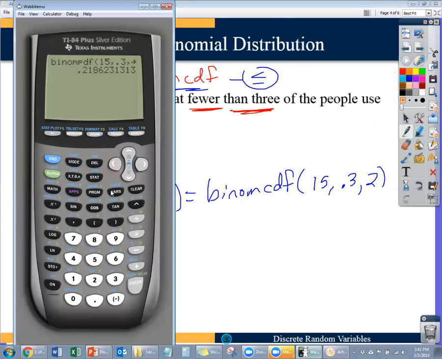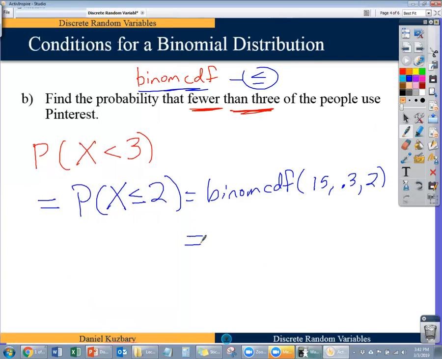So let's do it. I'm going to go to second vars and go down to binom CDF, which is right here. I'm going to do 15, 0.3, just like last time, and my new X value is going to be 2. That's going to be less than or equal to 2, and I get this value, 0.1268. And this is going to be the probability that I get fewer than 3 people using Pinterest out of the 15.